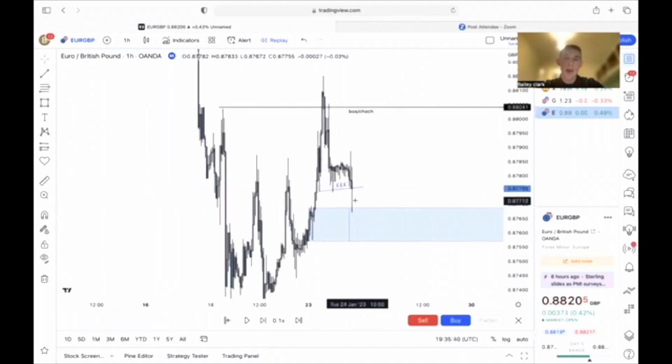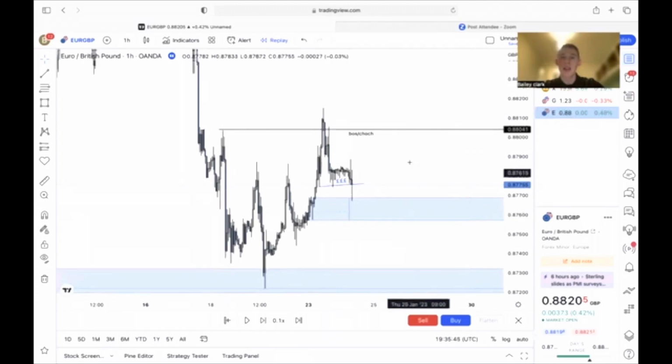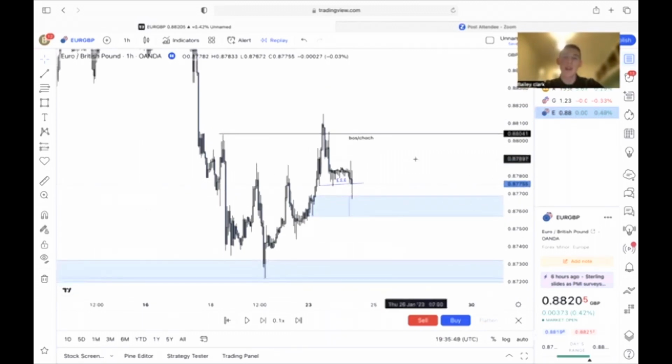And then when London session opened, note the timing of this trade happened at exactly 8 o'clock, the exact moment the London session opened. And a lot of the time you'll see this when you have Asia consolidating like this. London will manipulate either the lows or the highs, and then it will impulse in the opposite direction. And that's exactly what we had here.